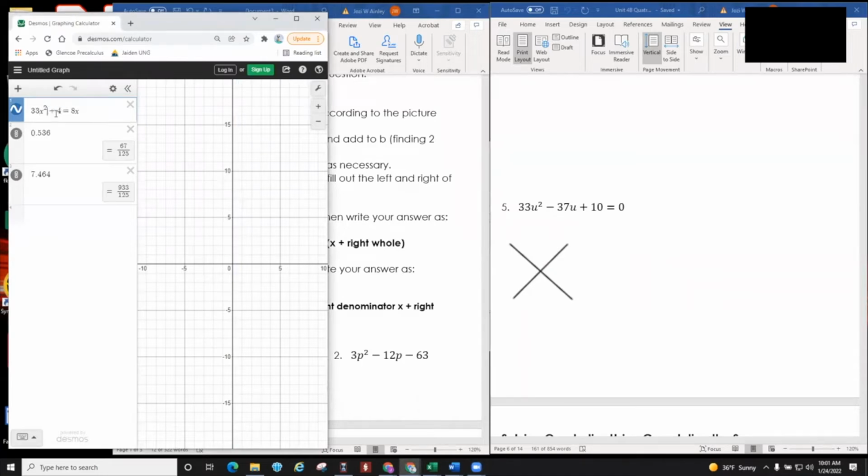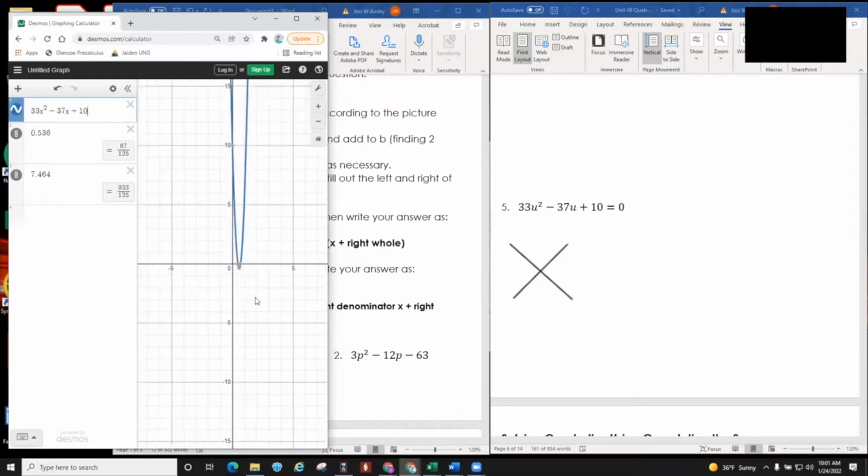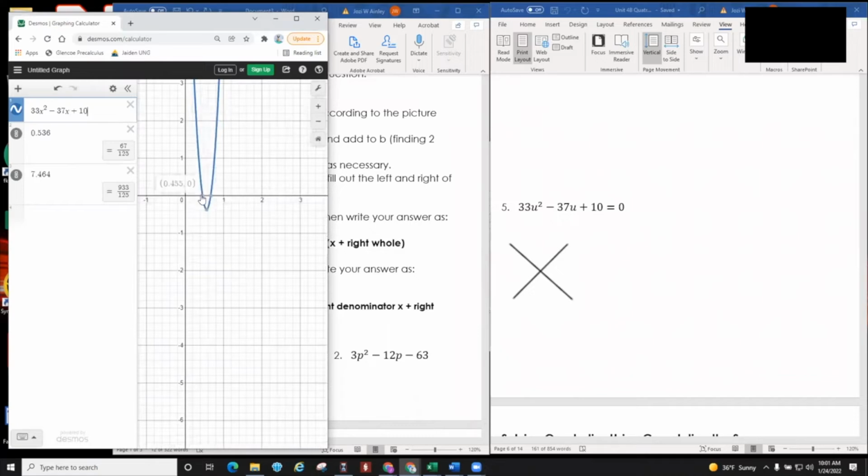So minus 37. I'll use x because the calculator recognizes x. And I should get, and I might have to zoom in, my 2 points, 0.455 and 0.667. Make sure I factor in my 36x squared minus 37x plus 10.